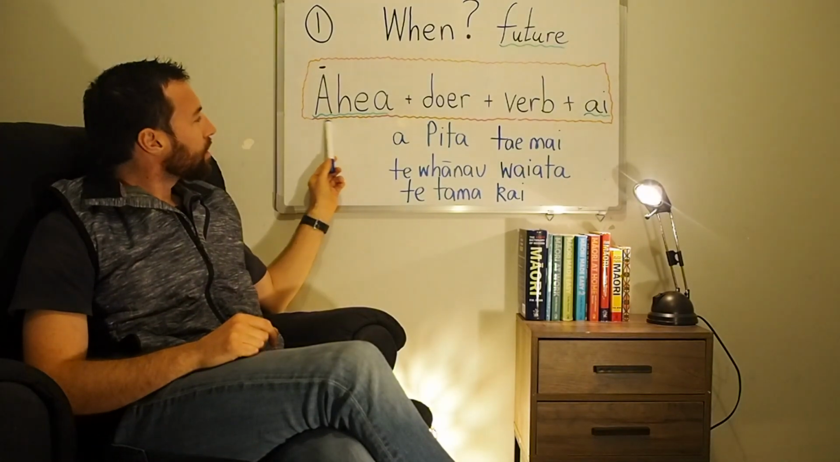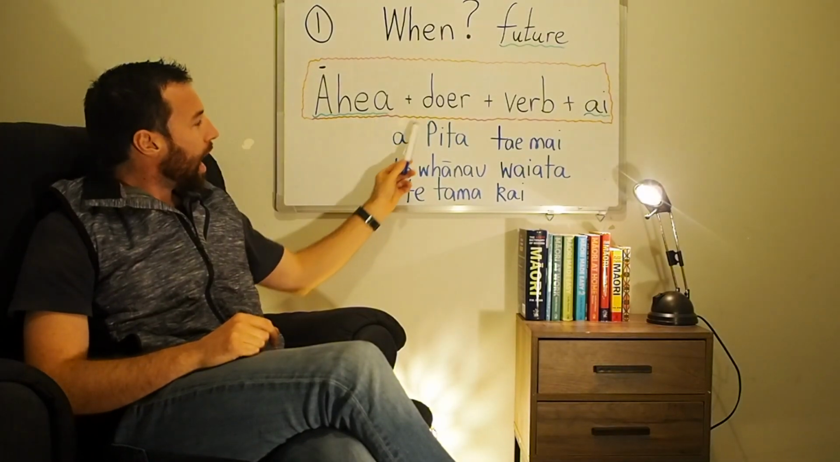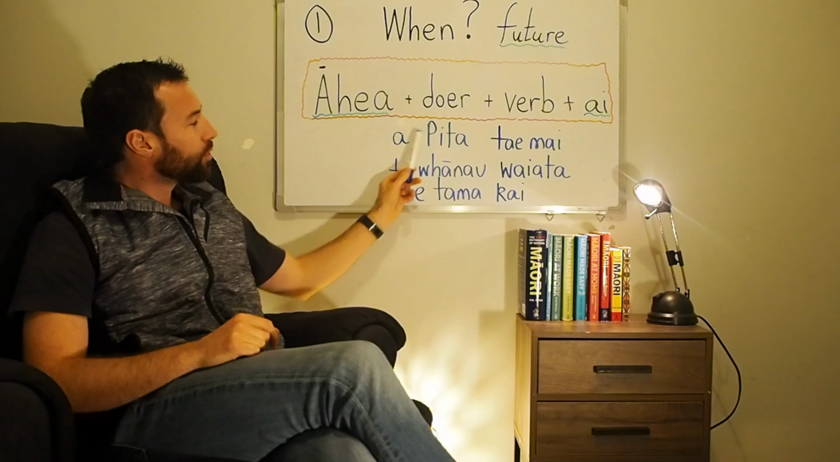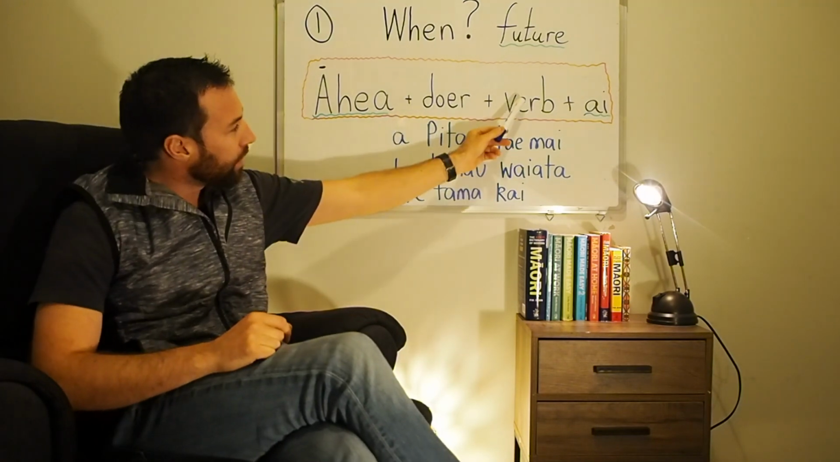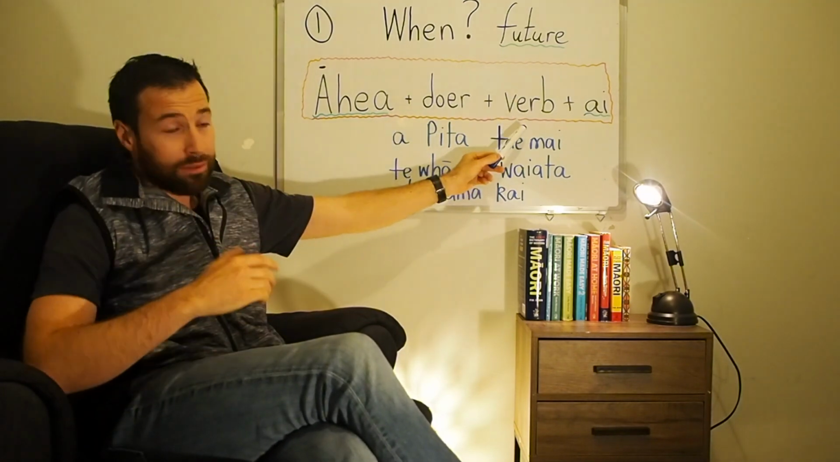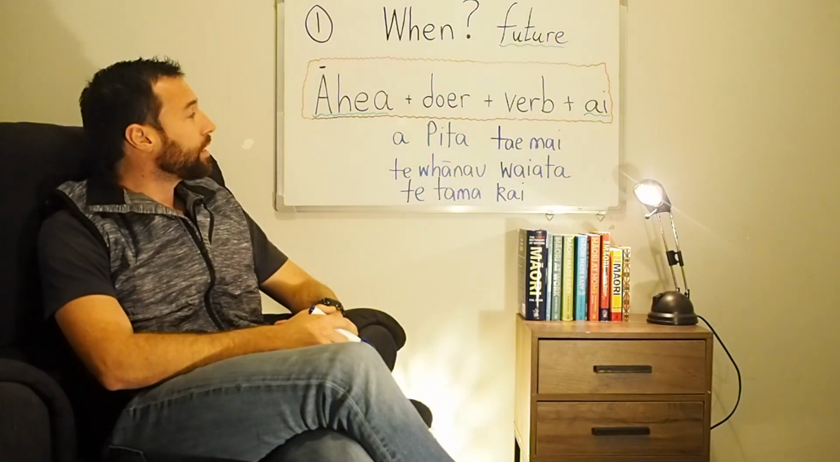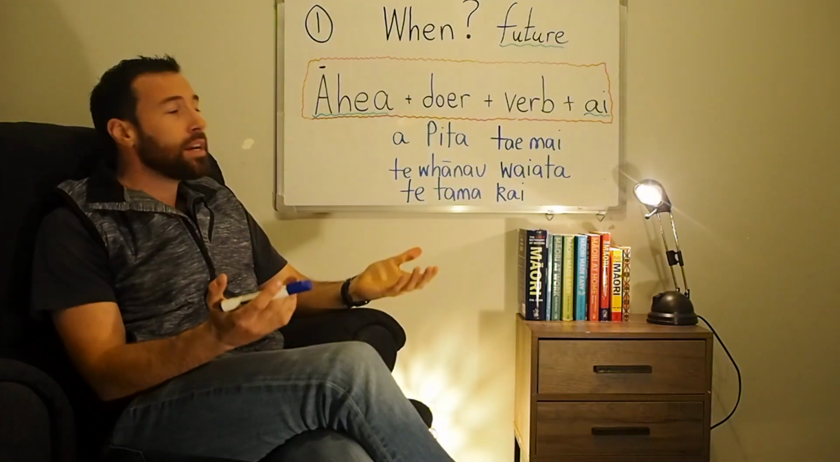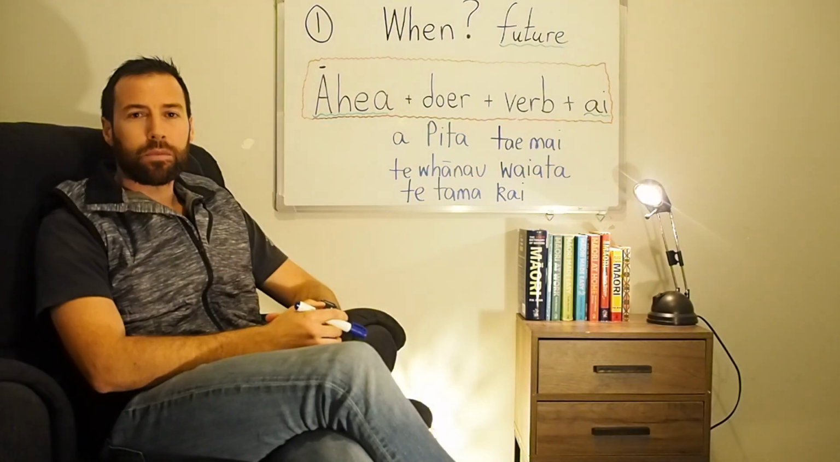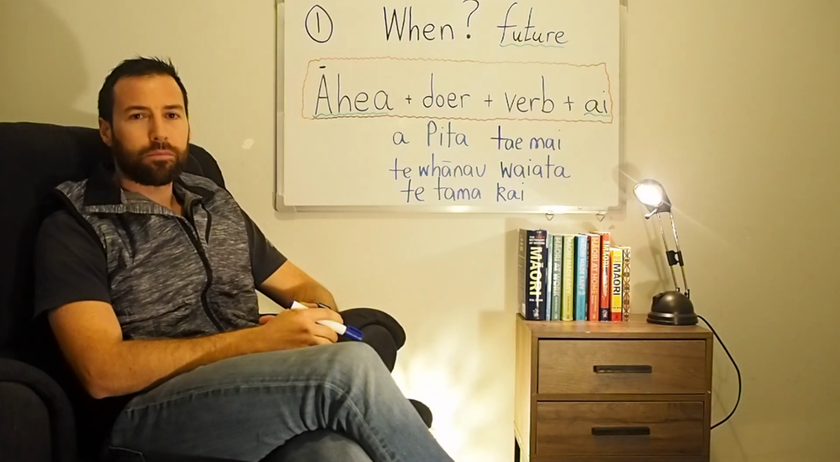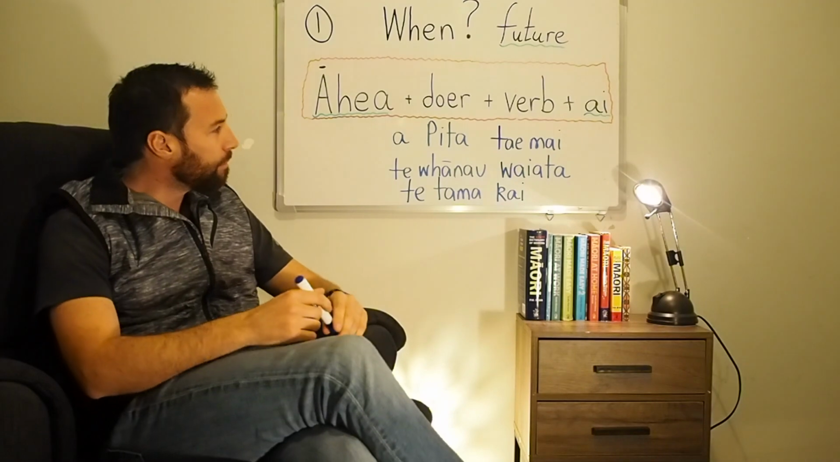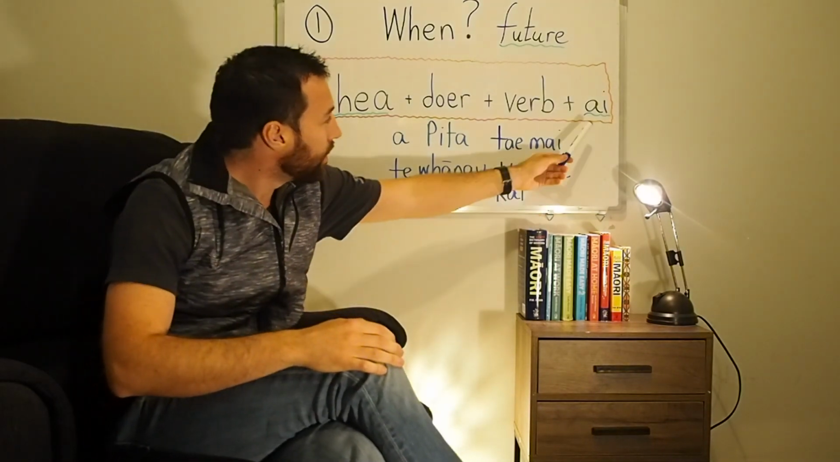It might look like this. Are here, Peter, who's the doer, and the action word is arrive, which is taimai, and then just chuck the I at the end. So, are here, Peter, taimai I. When will Peter arrive?